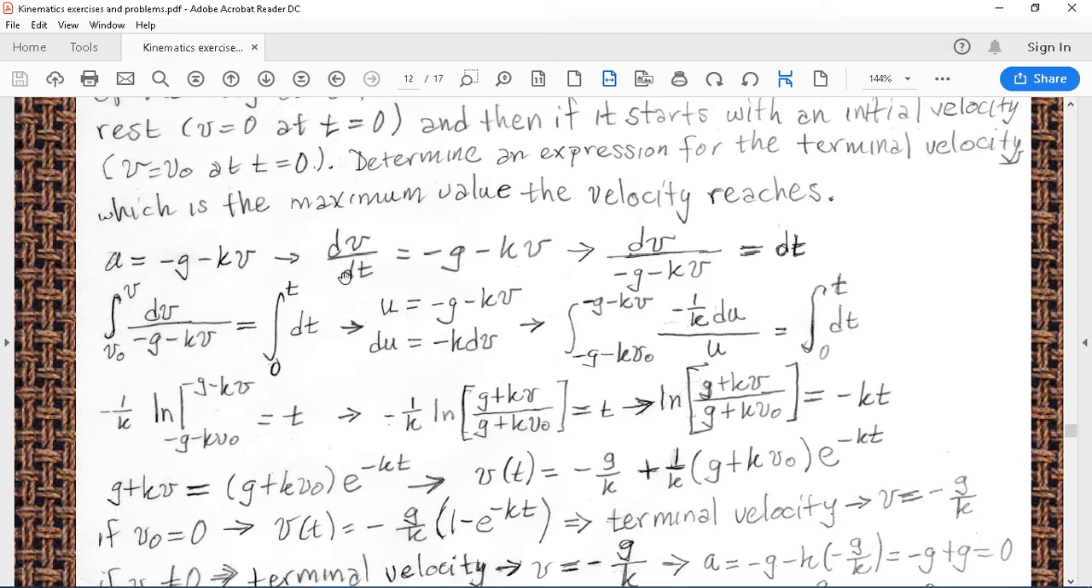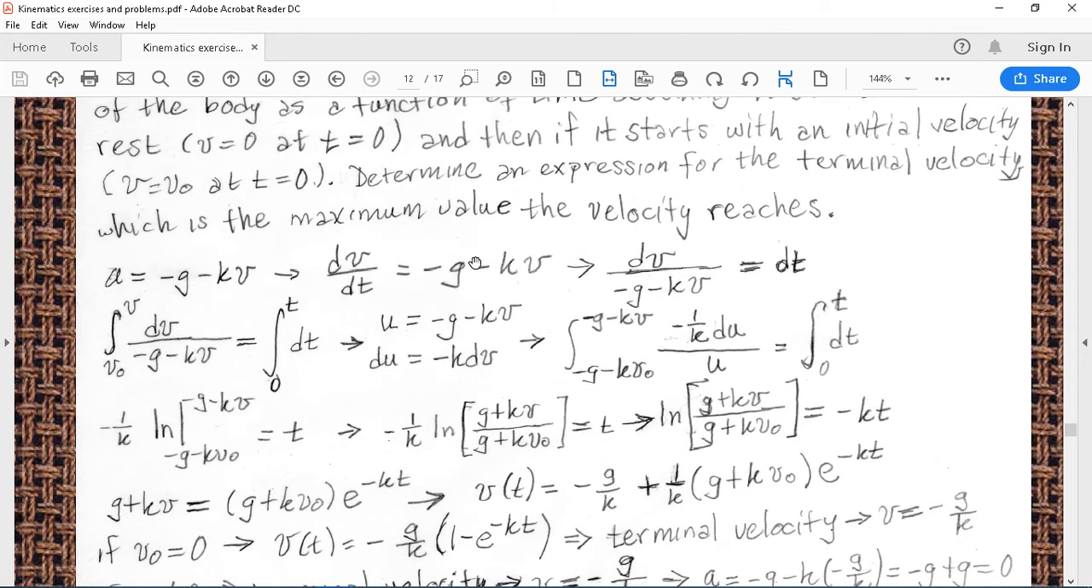We take this dt and send it over here, and take this minus g minus kv and send it over here as the denominator, and we have dv over minus g minus kv equals dt. So to obtain the velocity, we integrate on both sides. Here we integrate from v0 to v. Here we integrate from 0 to t.